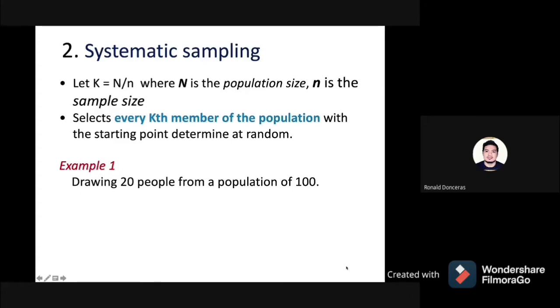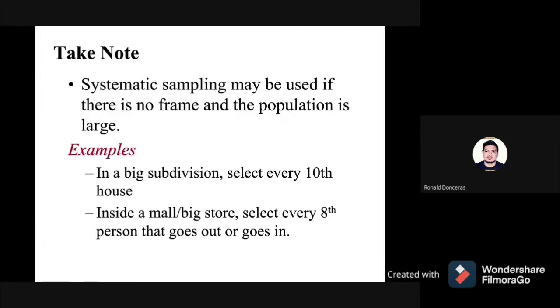We can start by using the formula K equals the population size divided by the sample size. So in other words, we have K is equal to 100 divided by 20. Okay, and that is 5. You have to take note that systematic sampling may be used if there is no frame or the population is large. Okay, basically, pag large sample, dalawa lang yung una natin naiisip. It could be cluster or stratified. Pwede din natin magamit si systematic sampling basta medyo manageable ka ng konti.